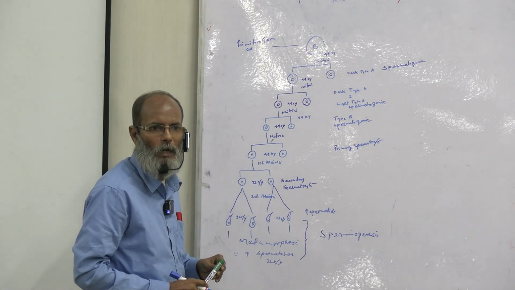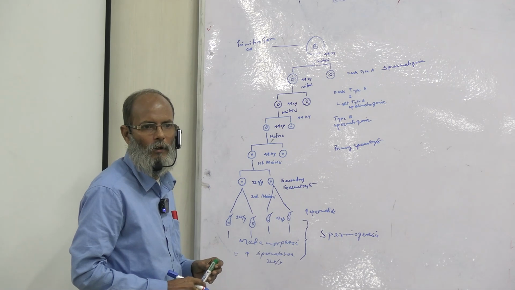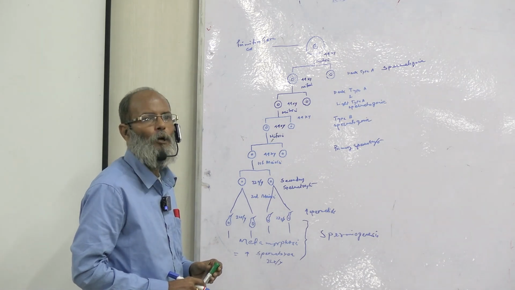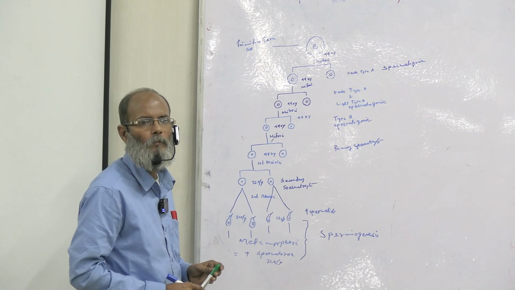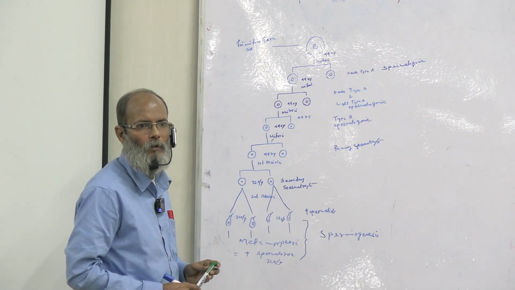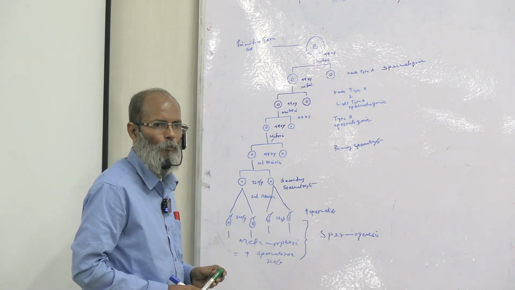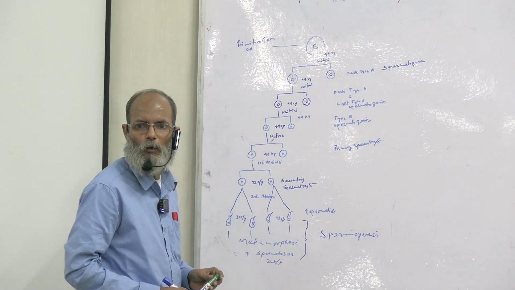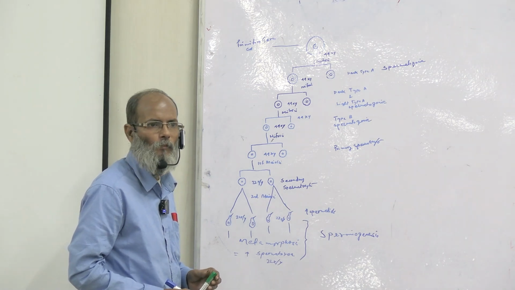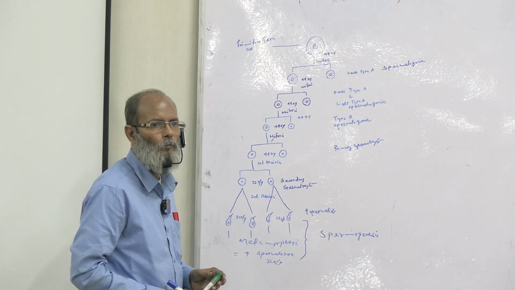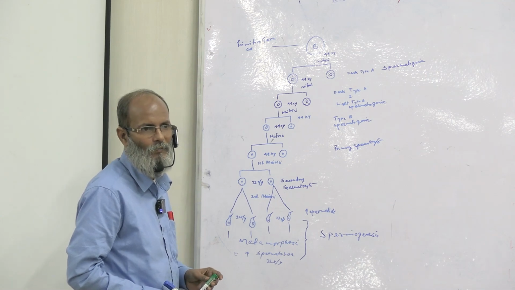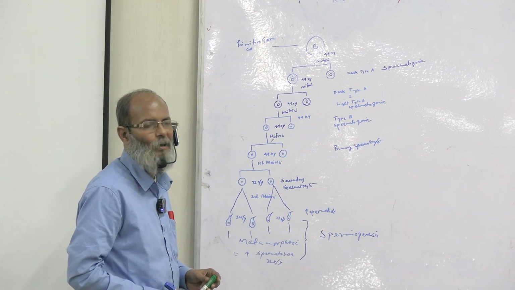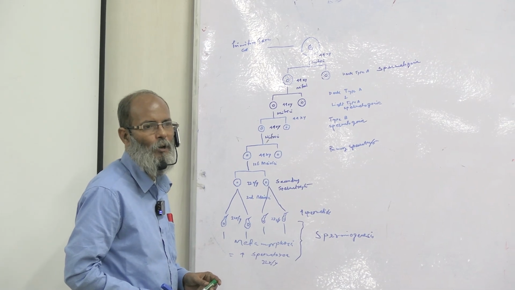Do you understand what is haploid, what is diploid? What is the haploid number of chromosomes? What is the diploid number of chromosomes?